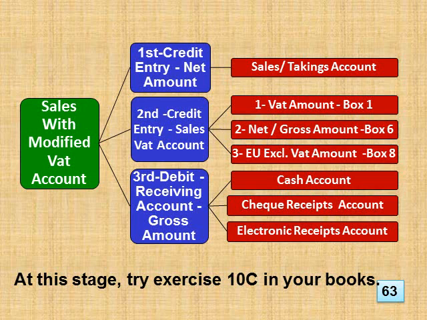On the third account it's a debit entry, made on the receiving account. And this is for the gross amount, a sum of both the VAT and the net amount. Depending on how the sale was made, it's debited to either the cash account, check receipts account, or electronic receipts account. At this stage, try exercise 10C in your books.